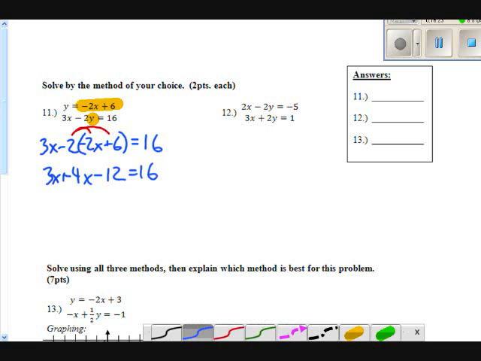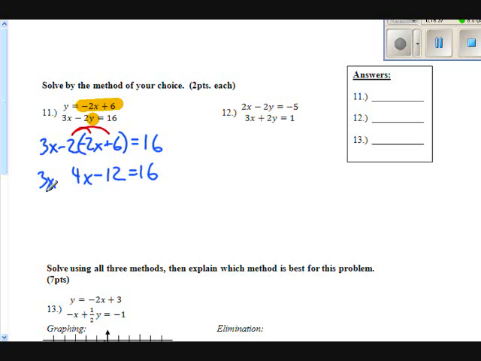Combine some like terms here, the 3x and the negative 4x. Sorry, that's a plus. I can't even read my own handwriting. That is an issue, isn't it? Let me try again. I can't live with that. Oh yeah, now it looks like a plus sign. Now I can read it.